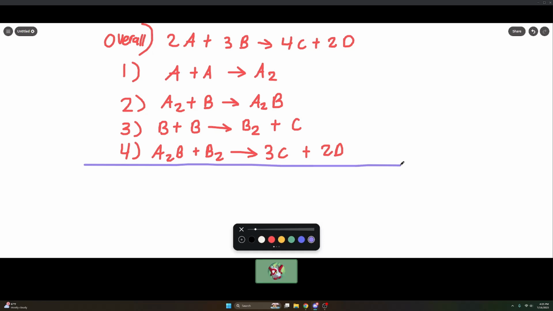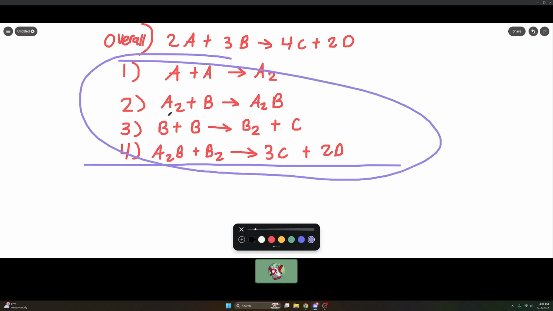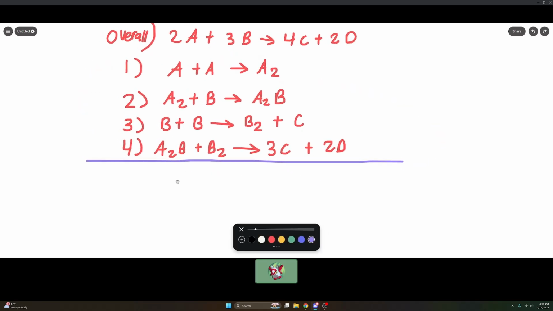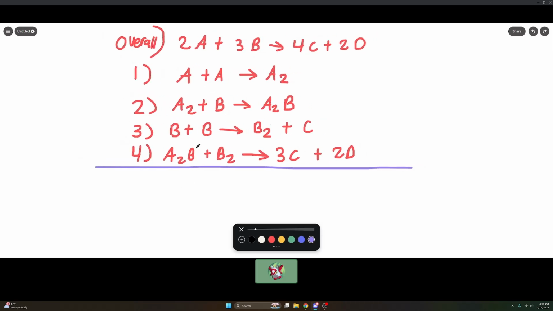Relax. A very good thing I like to do, because sometimes I don't give you the overall reaction, is step one: turn this list into my overall reaction. So what am I going to do? I'm just going to add up everything I see on the left and everything I see on the right. So I see 1, 2 A's on the left, so I have 2A. I see 1, 2, 3 B's.